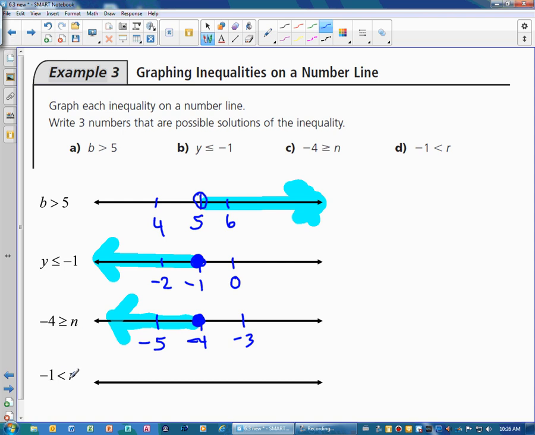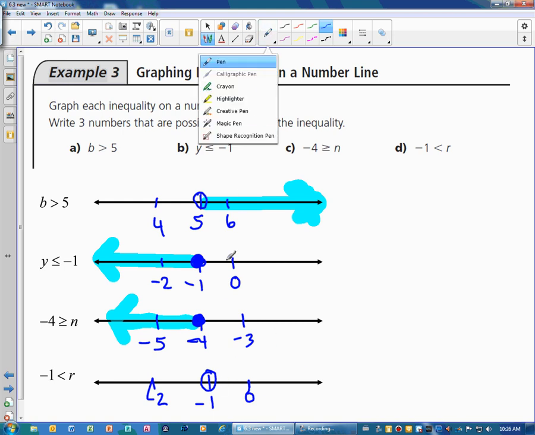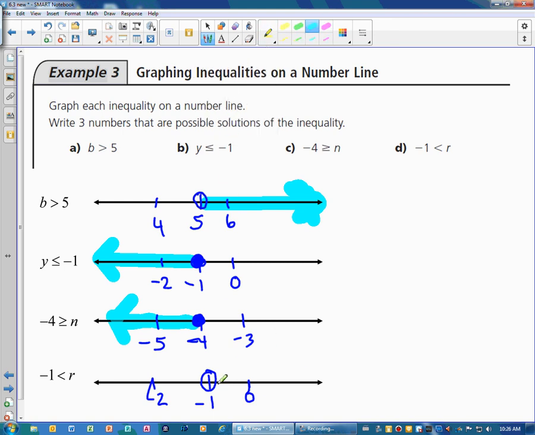Last one, -1 is less than r. There's -1. Open circle. Okay, again, if it makes you happy, put a 0, put a -2. Now, -1 is less than r. Okay, so for -1 to be less than r, the numbers have to be bigger than -1. So we're going to shade in our number line on this side.